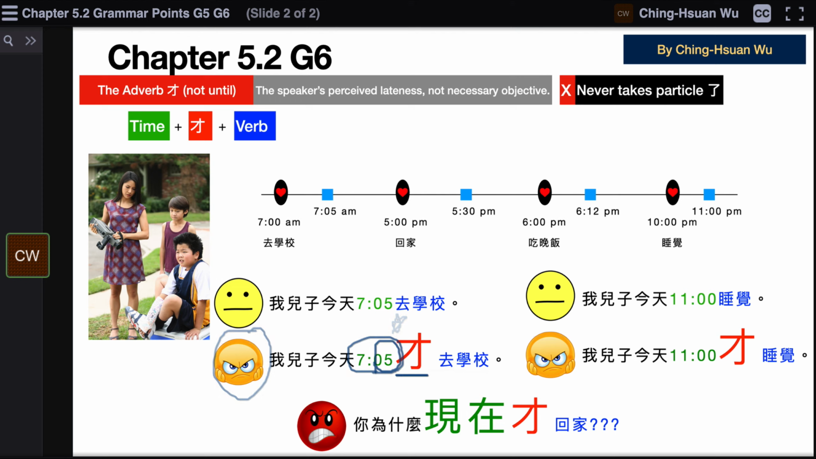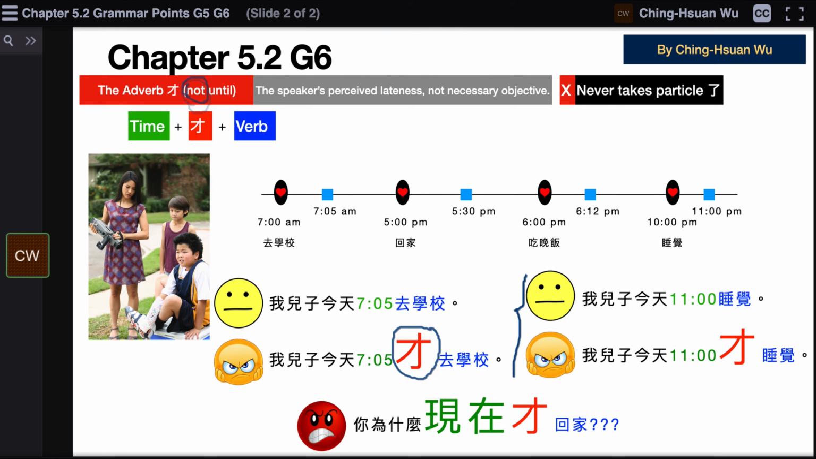才 again, when you translate, it means not until. However, if you look at this sentence, you do not see any negation, either 不 or 没有. It is because the negation not part is already expressed in this word 才.